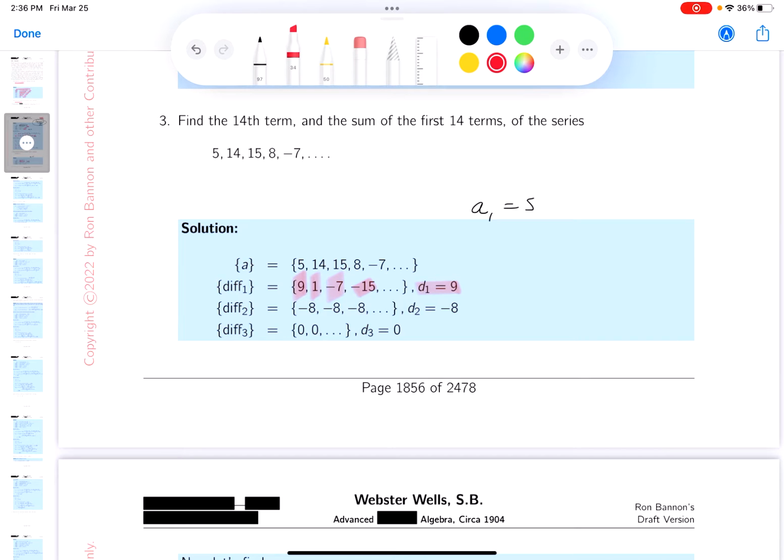All right, let's do the next one. 1 minus 9 is minus 8. Minus 7 minus 1 is minus 8. Minus 15 minus a minus 7 is a minus 8. This is a good pattern, by the way. D2 is minus 8. And why is that? Everything from there on out is going to be a 0. All right, so what do I do now?